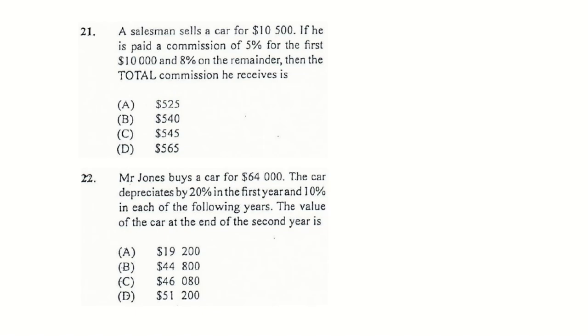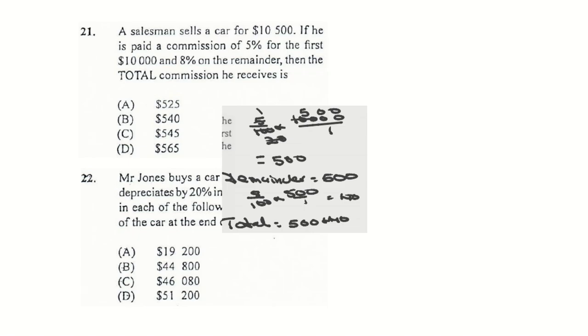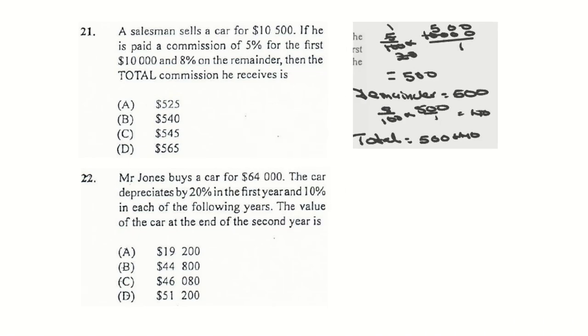Right, number 21, a salesman sells a car for $10,500. He's paid a commission of 5% for the first 10,000 and 8% for the remainder. This is a repeated question. So 5% of 10,000 is 500, and then the remainder was 500. 8% of 500 was 40. 500 plus 40 was 540. So B is your answer. So 540.